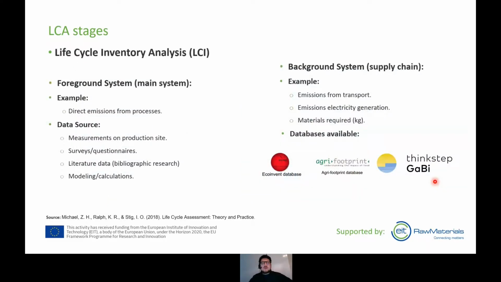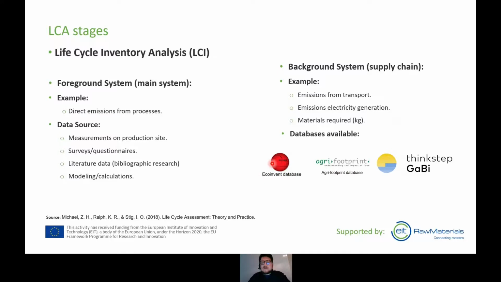Okay, so again, going back to the foreground system and the background system information. In the foreground, as I mentioned, we have the capacity to make measurements, also asking the people that are working on the line, or making some assumptions, some modeling, because we have the capacity to do it. We have the control. But with all the other information, such as emissions from transport, electricity generation, materials, chemicals, etc., that we needed here, for sure we can make our own analysis, but it would be really complex to go back and get this information.